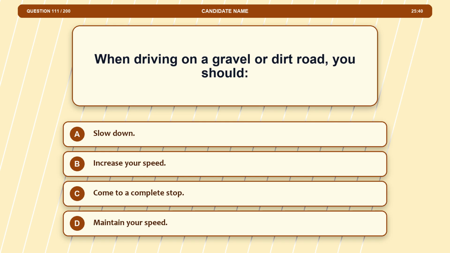Question 111. When driving on a gravel or dirt road, you should: Option A, slow down. Option B, increase your speed. Option C, come to a complete stop. Option D, maintain your speed.